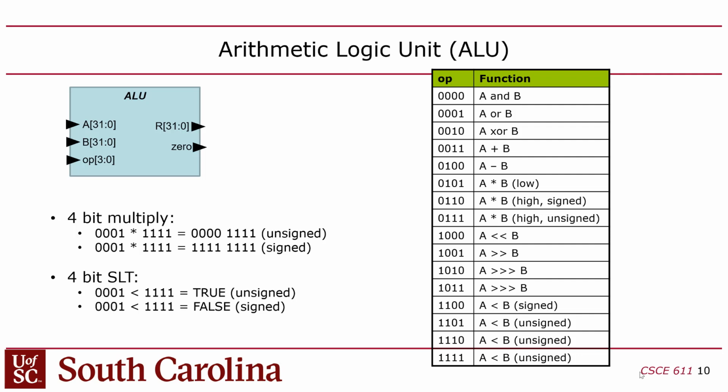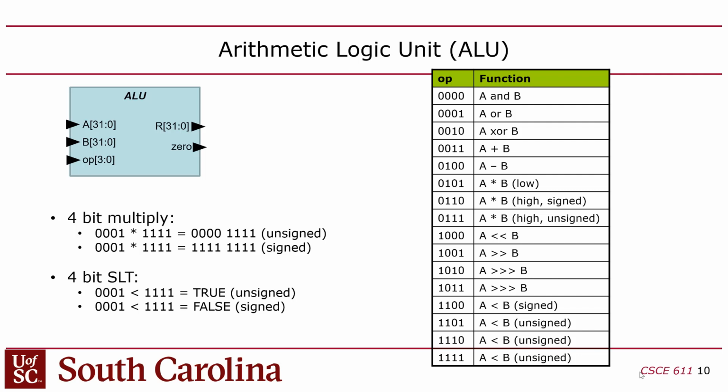So A times B, this first multiply is going to give you the low 32 bits, the low order 32 bits of the product. And these other two are going to give you the high order 32 bits. And then there's one for signed and unsigned. In other words, when you do a multiply, if you only look at the low order 32 bits of the product, it doesn't matter if it's signed or unsigned. But it does matter for the upper 32 bits of the product.